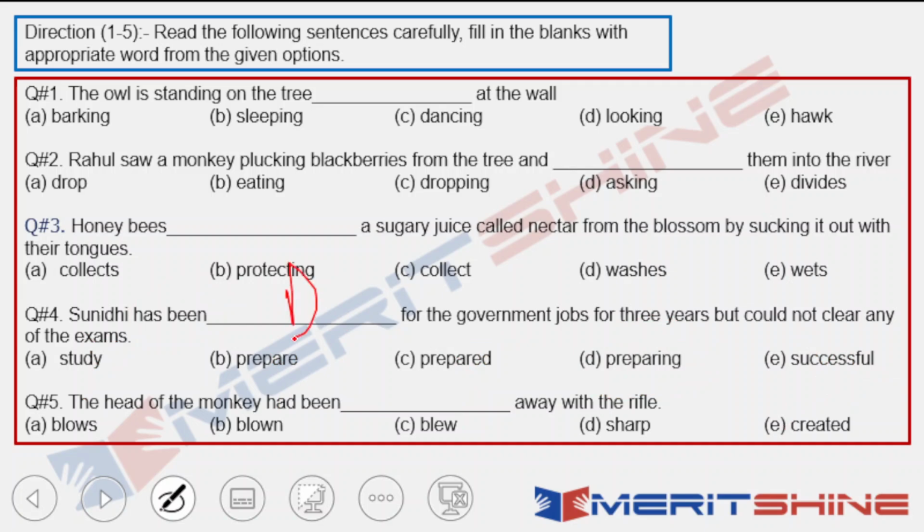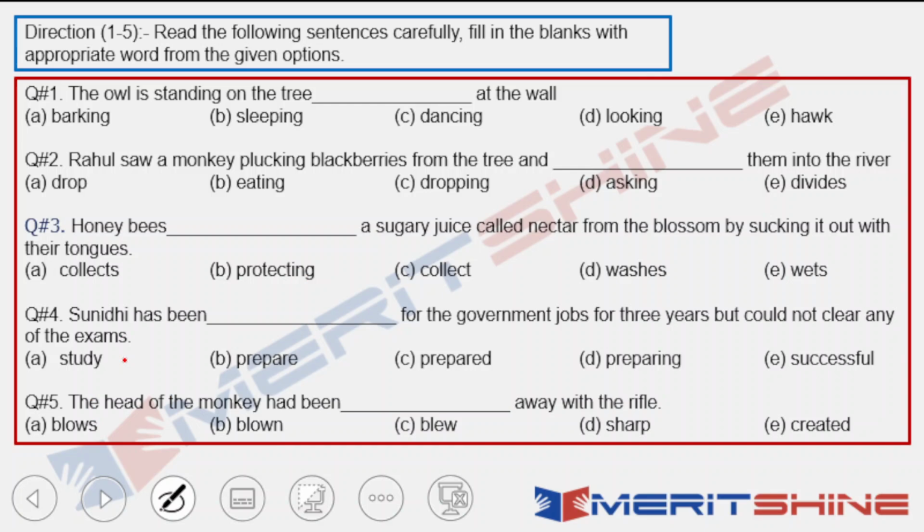Clear? Next. The head of the monkey had been blank away with the rifle. When we are talking about rifle, it would be shooting the monkey and the head would be ripped off or blown off, something like that. I don't need to understand what exactly would come in here.